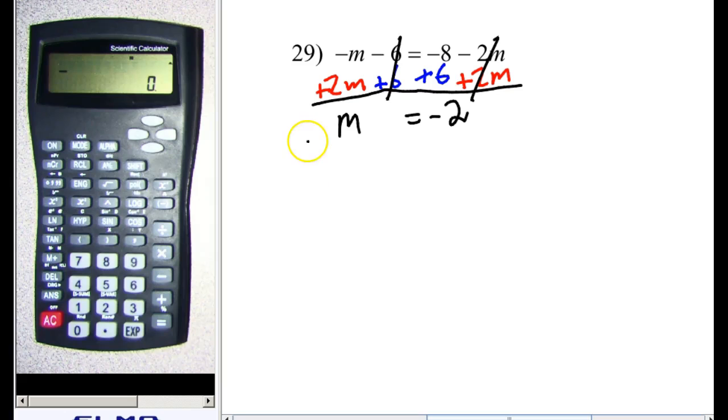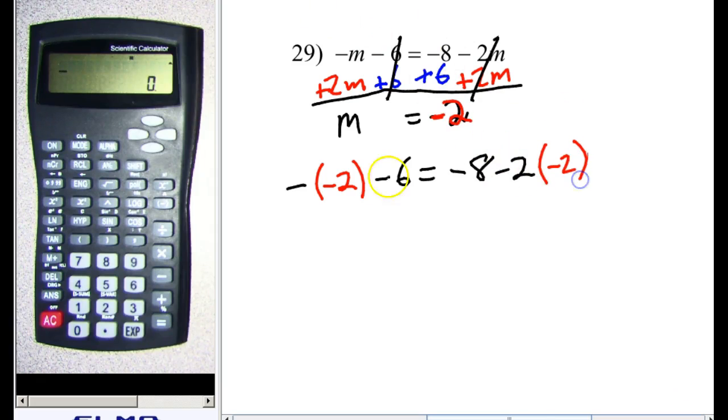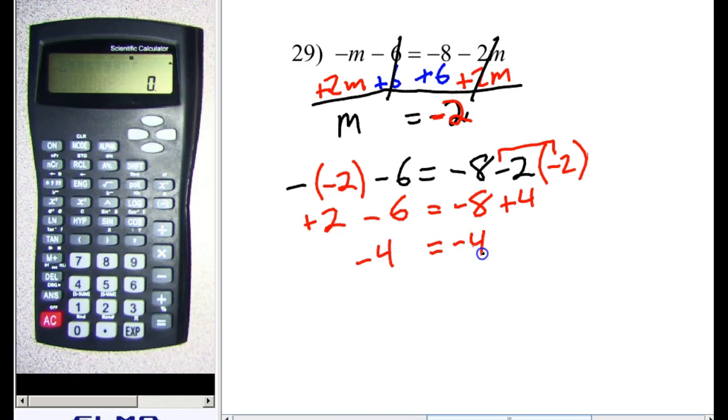And then again, you can go ahead and do a check. Now remember, when you do a check, that this negative here is in addition to this negative here. So we have a negative from the equation, and our answer, m, is also negative. We got to plug it in that way. And once again here, our m is negative. We have positive 2 minus 6, negative 2, negative 8 plus 4, because these two negatives make a positive, right? And then we'll get negative 4 equals negative 4. There we go. Let's go on to 30.